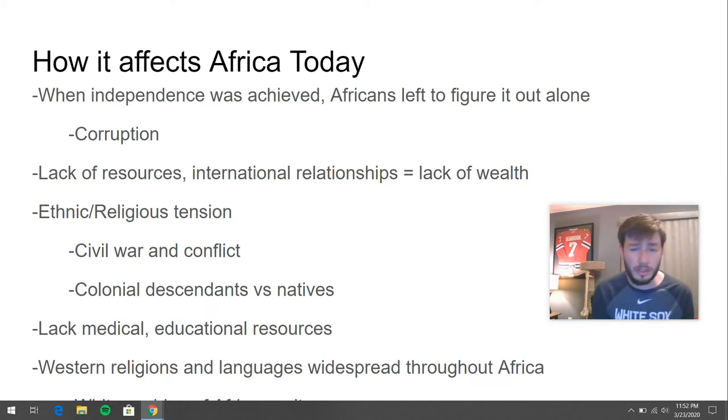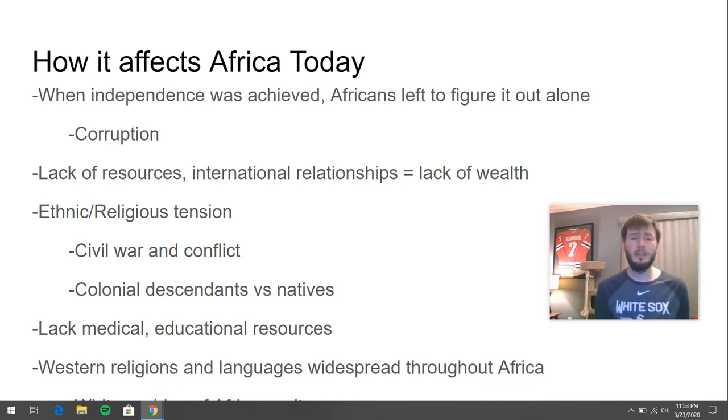Massive lack of resources because the Europeans took most of the resources. And so a lot of the resources that are left were either picked over or completely gone through, or they didn't really know how to utilize those resources and monetize them, like use them to make money. Internal relationships equal a lack of wealth.